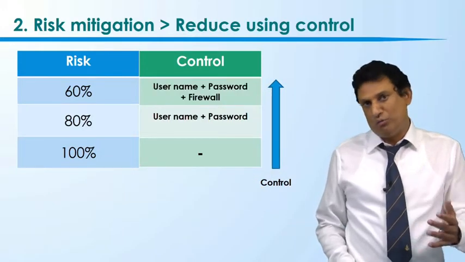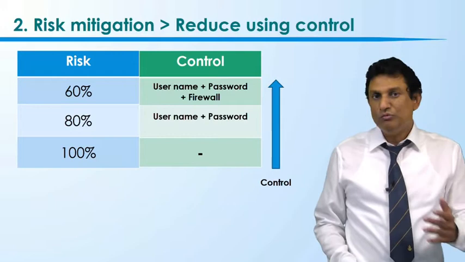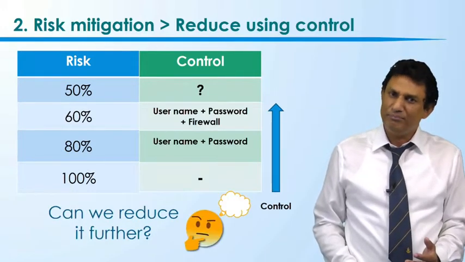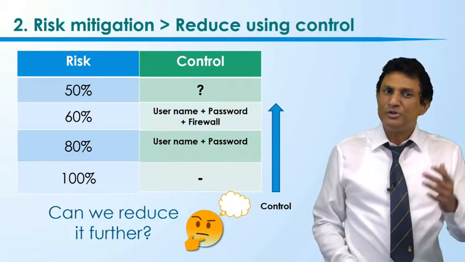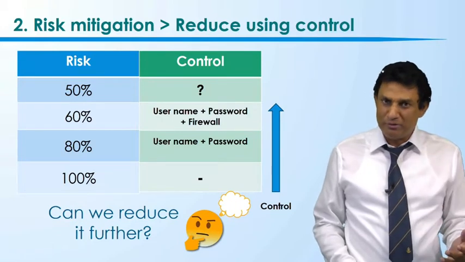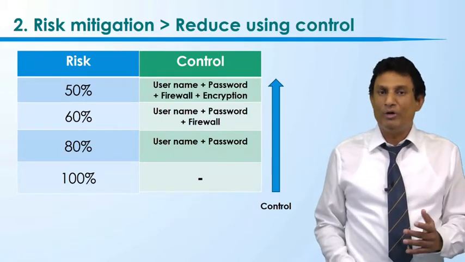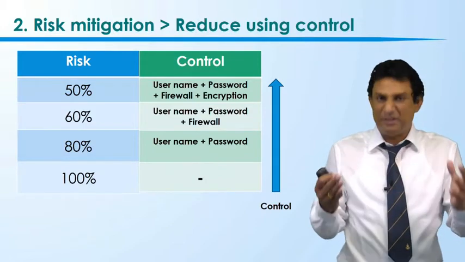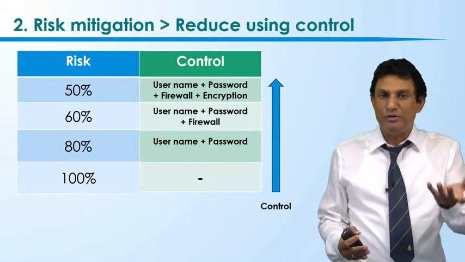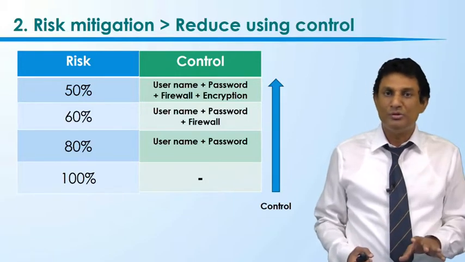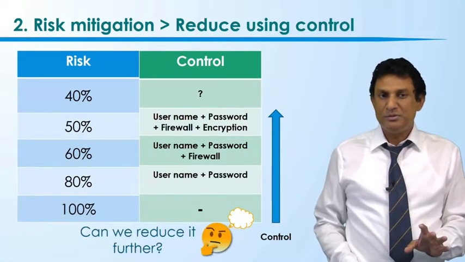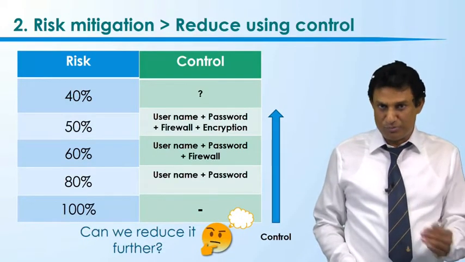Now we decided to add a firewall. Adding a firewall would reduce the risk, say for example, to 60%. Still not happy, so we would like to reduce further. Now I want to reduce the risk to 50%. To do so, we have to add more controls. What we are going to do now is encrypt the data we keep in the server, so that only those who can decode the data would be able to find the information in the server. So it's 50%, but I want to reduce further to 40%.